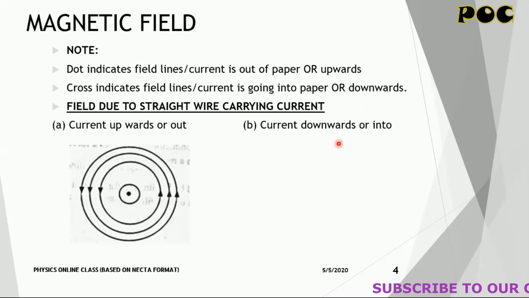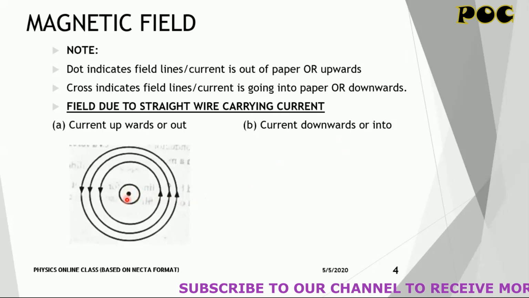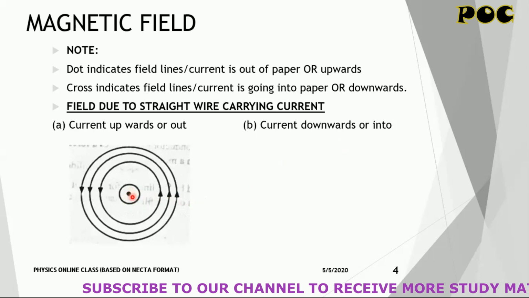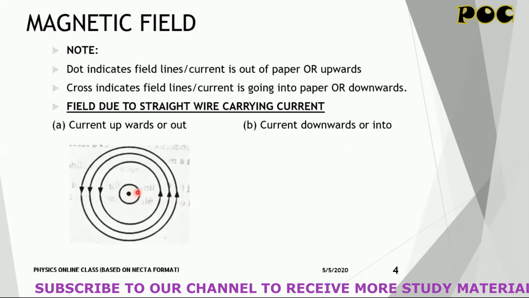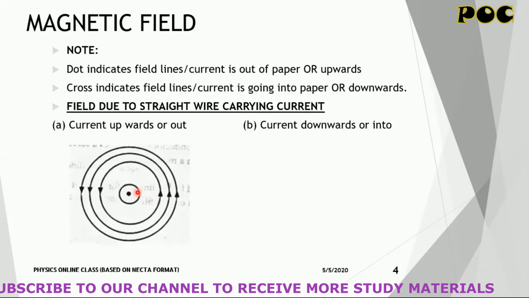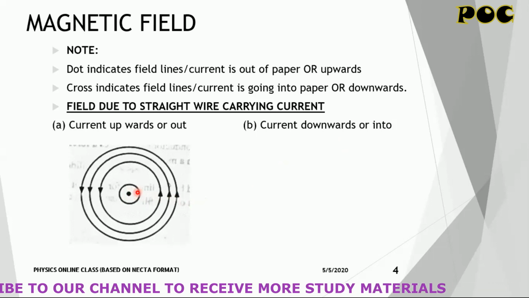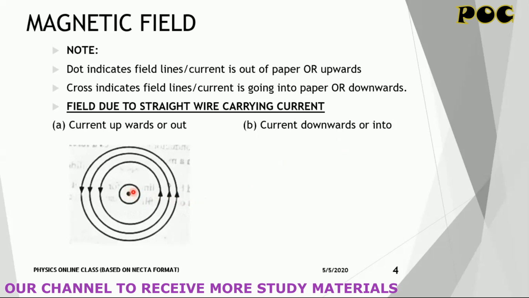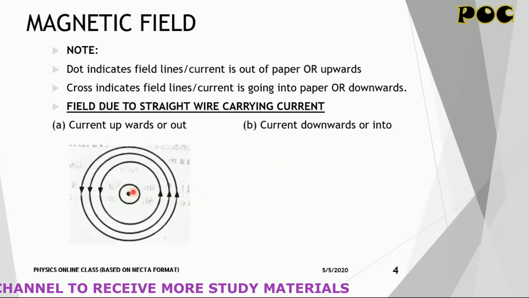In the first case, when the current is upward or outward, we said we use the dot to indicate that. Therefore, here we have a dot at the center of this circle. This dot indicates that the current is going out of the paper or upward. Therefore, if we imagine you are looking at a paper on your table, and you want to indicate that the current is going outward or upward, I am going to point the thumb upward.